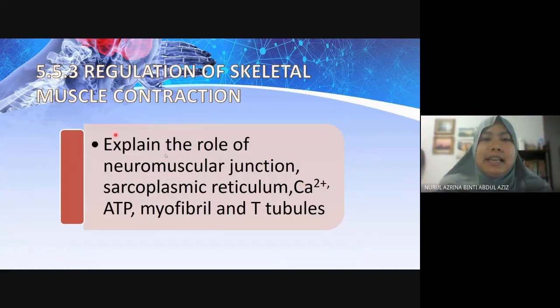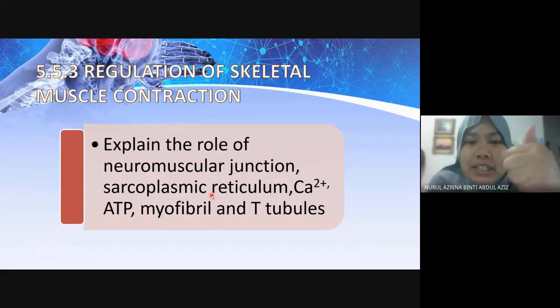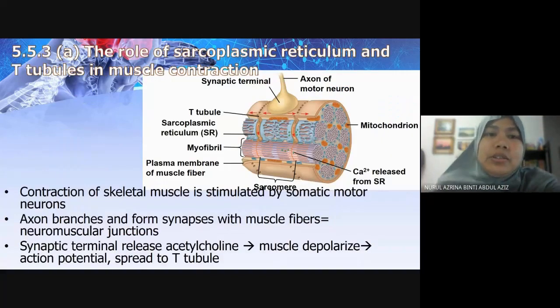Now let's see other factors that contribute to skeletal muscle contraction. Not only ATP, but we have other roles in muscle contraction, which are the calcium ion, the neuron, the T-tubules and so on. So there are components that contribute to muscle contraction. Now we are going to see the role of the neuromuscular junction, the sarcoplasmic reticulum, the calcium ion, the ATP, myofibrils and T-tubule together. Okay, the role of the sarcoplasmic reticulum and the T-tubule in muscle contraction.